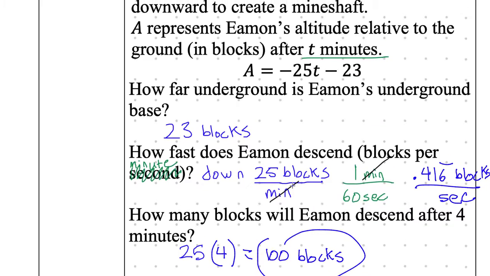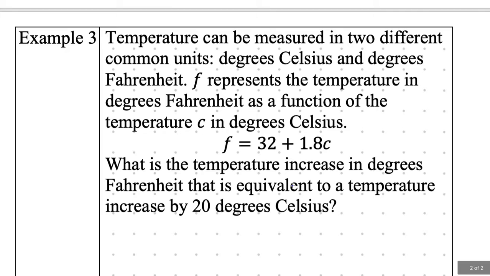All right, so we are finally on to example number 3. No person involved here. I'm literally just copy pasting from Khan Academy and changing the numbers here. Who wants to raise a hand to read? Jade: Temperature can be measured in 2 different common units, degrees Celsius and degrees Fahrenheit. F represents the temperature in degrees Fahrenheit as a function of the temperature C in degrees Celsius. Let me keep going. Yes, please.